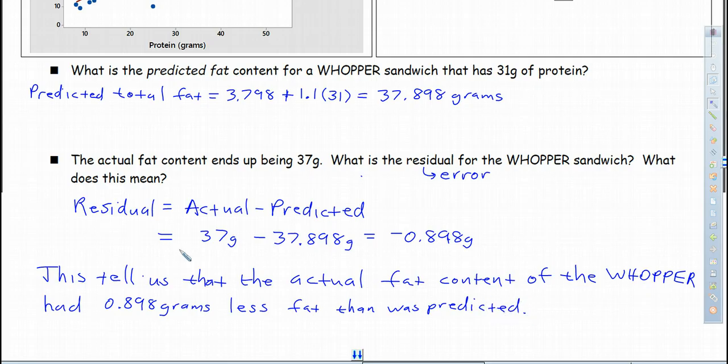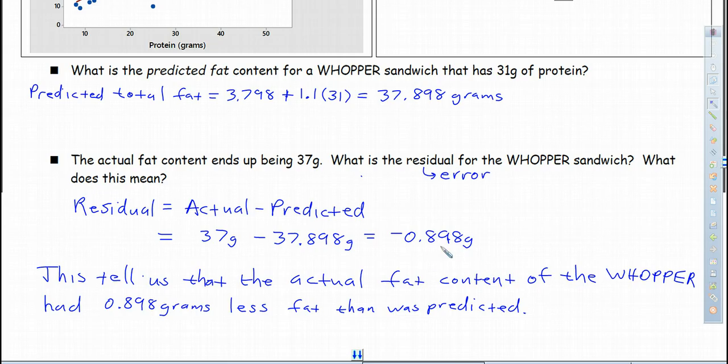So the negative value tells you what actually happened. The actual fat content of the Whopper had this many grams less fat than was predicted, or we can say that our prediction was an overestimate of what actually happened. Which is pretty close, right? If you think about it, that was less than a gram. So our prediction in this case seemed like it was actually pretty good. We were less than a gram away from the predicted value.